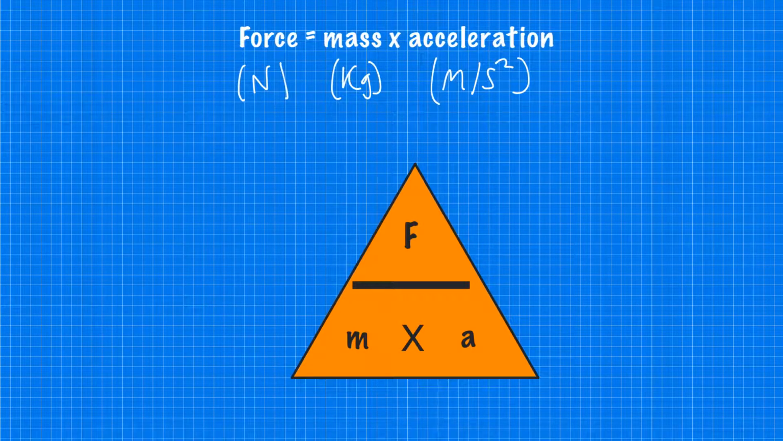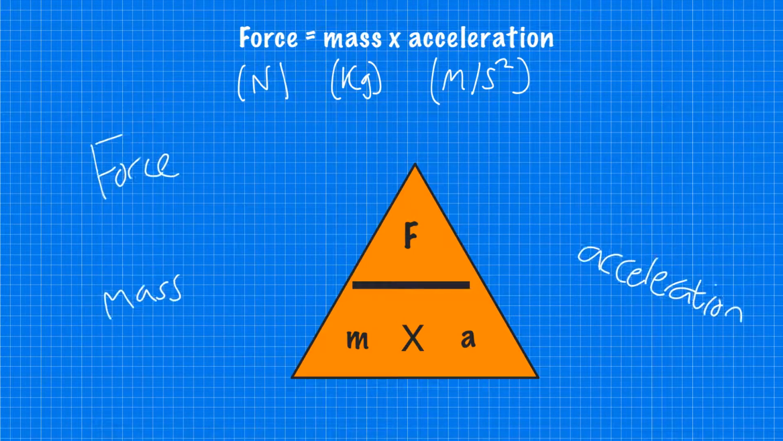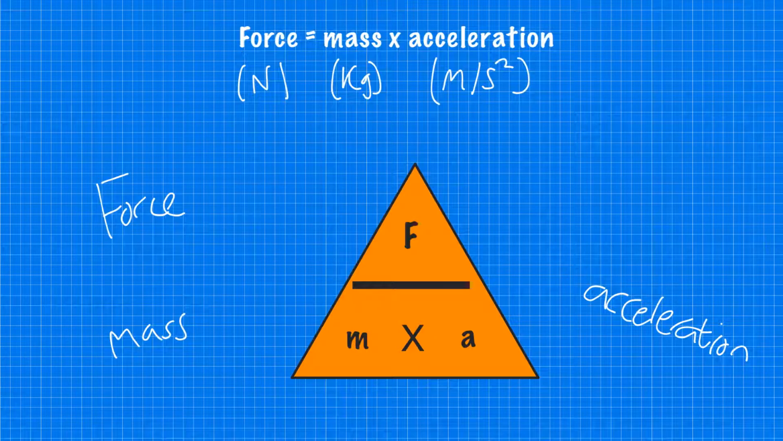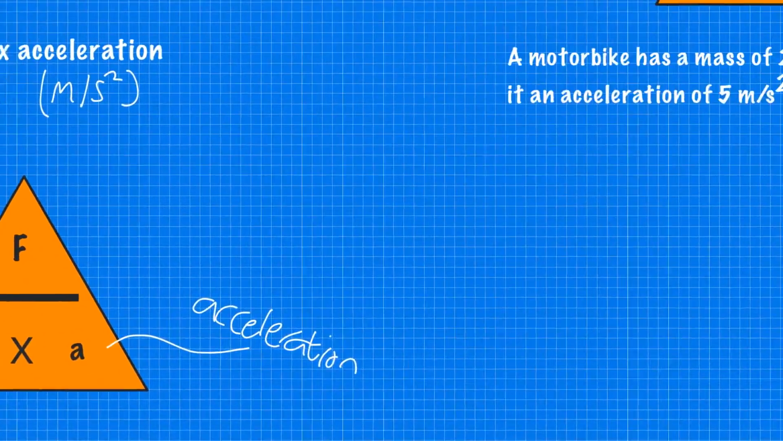So again, we've got one of our formula triangles which will just help you manipulate this equation, where you've got F at the top, which relates to the force, the m relates to the mass, and the a relates to the acceleration produced by that particular force on an object of that particular mass. So we're going to try an example.